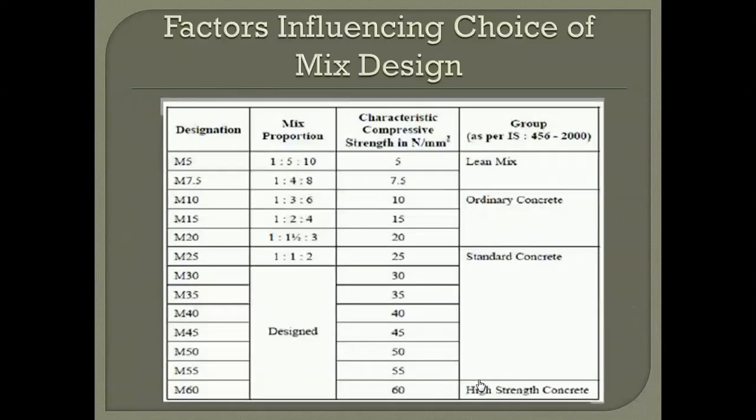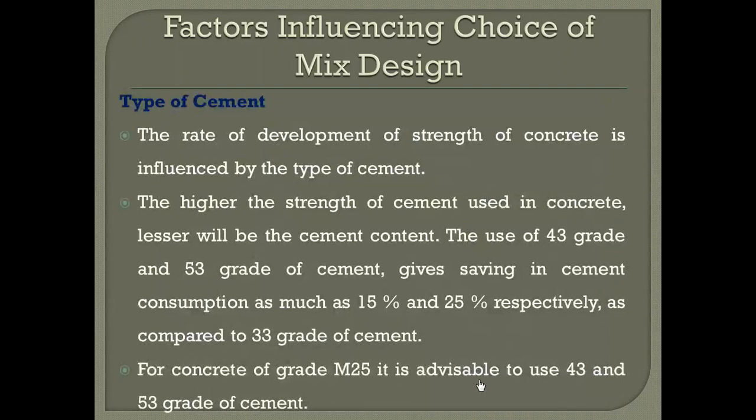Okay, so these are the IS code table, the same thing which I have displayed there. The M5 to M20 is already fixed, that is called nominal mix concrete, whereas from M25 to M55 it is the standard concrete, whereas M60 onwards it is high strength concrete. Next, type of cement.